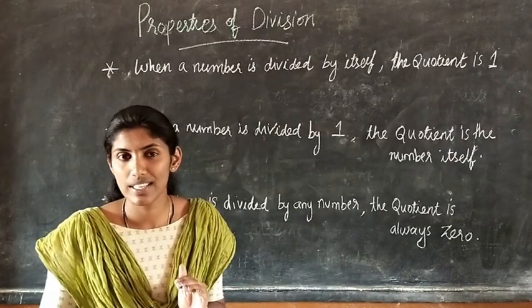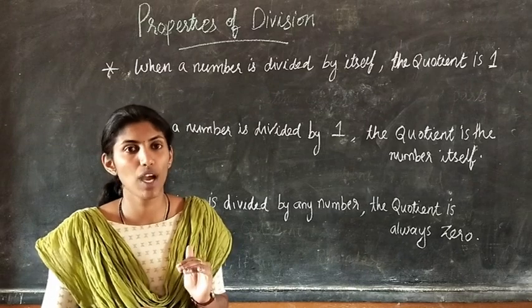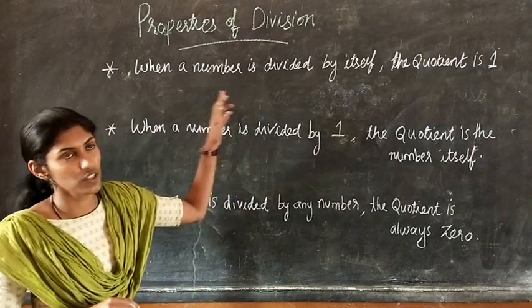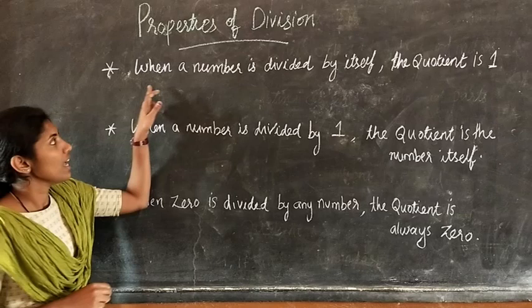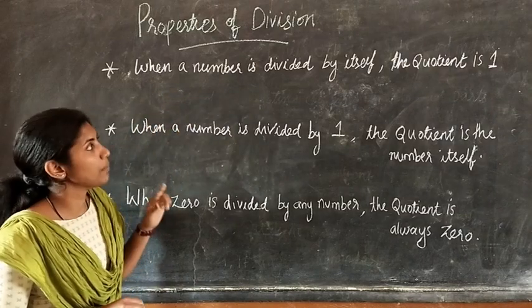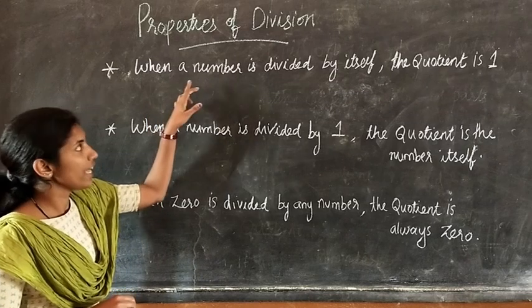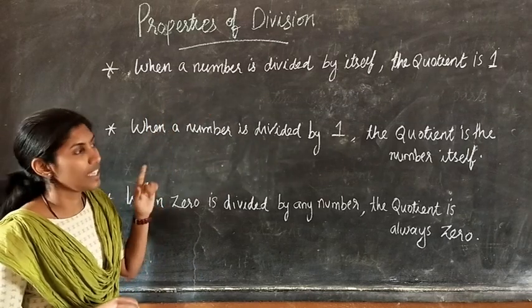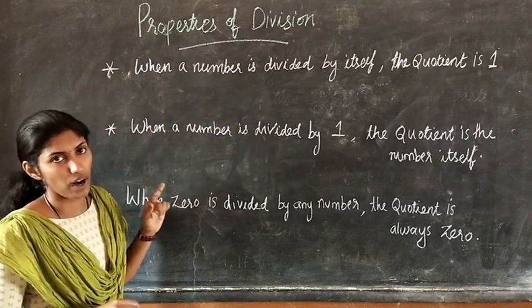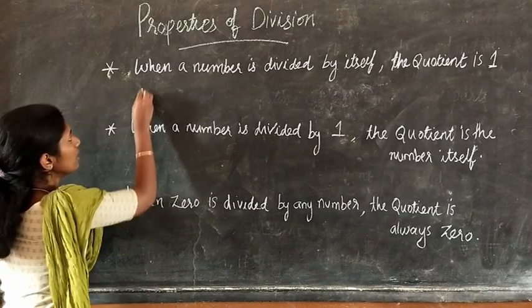Children, now we are leaving some topics and today we are moving to properties of division. First property, when a number is divided by itself, the quotient is 1. Once again, when a number is divided by itself, the quotient is 1. We will see some examples.